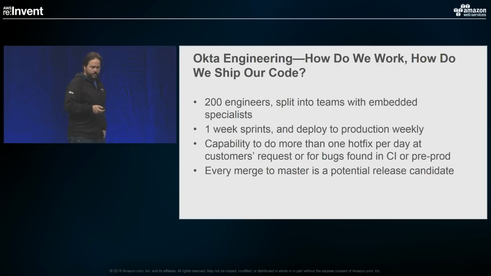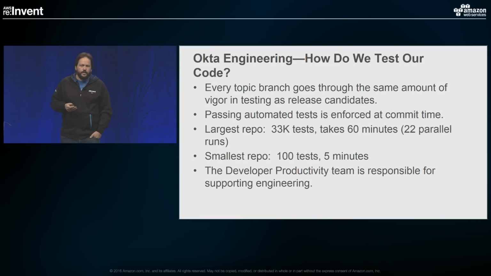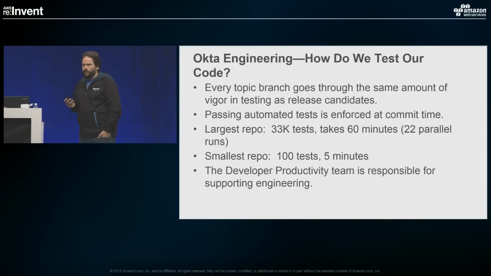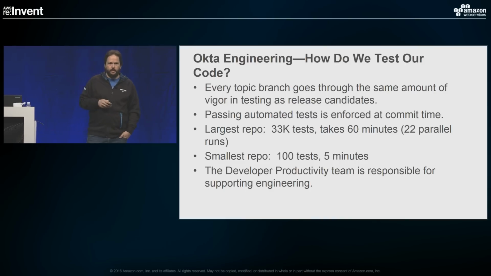Every merge to master is a potential release candidate. We need to be ready to do a hotfix or a deployment whenever we freeze the code, whenever we decide that it's time to cut off developer work for the week. So every topic branch has to go through the same amount of rigorous testing as a release candidate, as a master branch. In order to do that, we have to enforce that all the tests are run before you can merge to the master branch, to the main line.